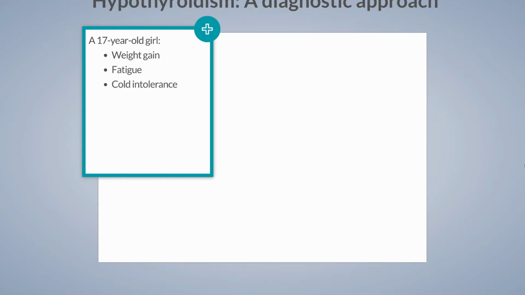Her pulse is 55 beats per minute. Other vital signs are normal. Examination shows dry skin and delayed relaxation of the ankle jerk reflex, also termed the Woltmann sign.